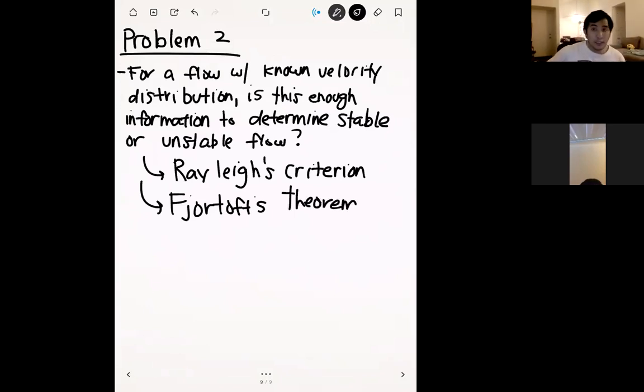And so from the velocity distribution, what you can do is apply these two criteria and determine whether the flow is going to be unstable or not, or at least have the possibility of becoming unstable. Okay? So let's go over Rayleigh's criterion first.